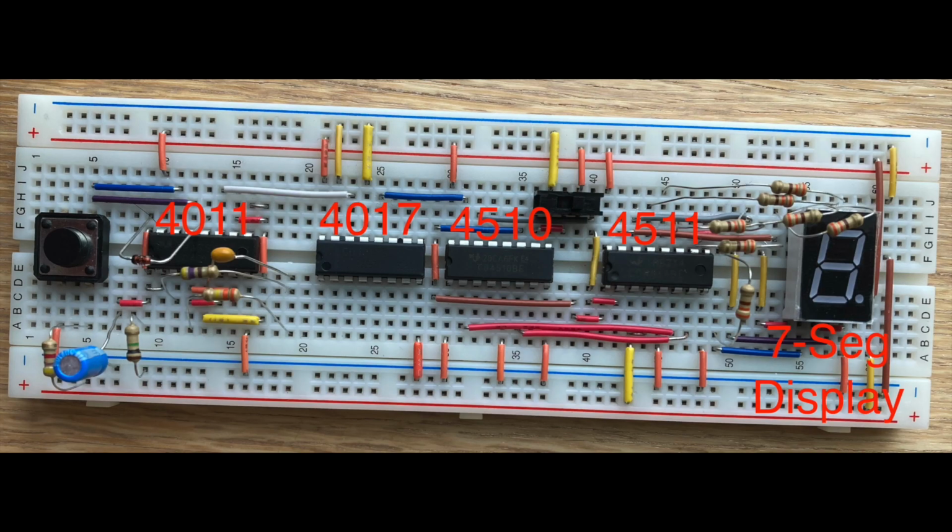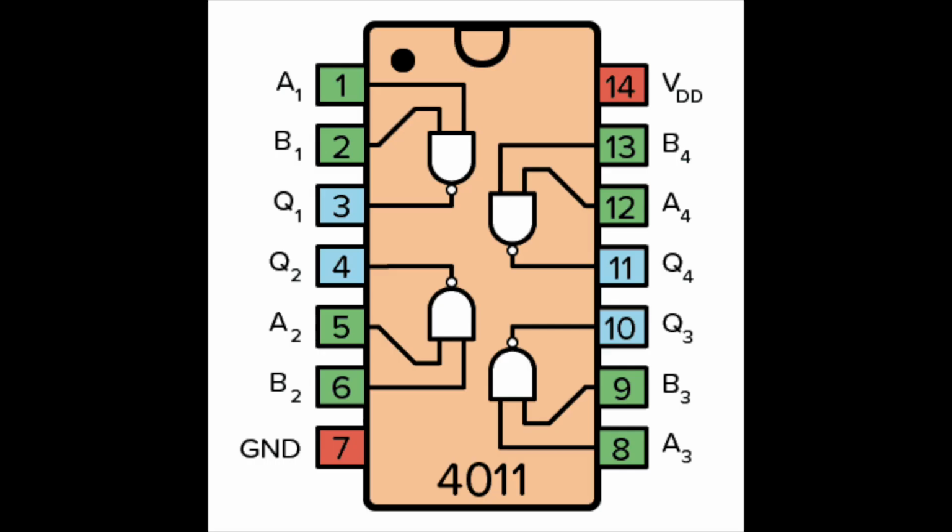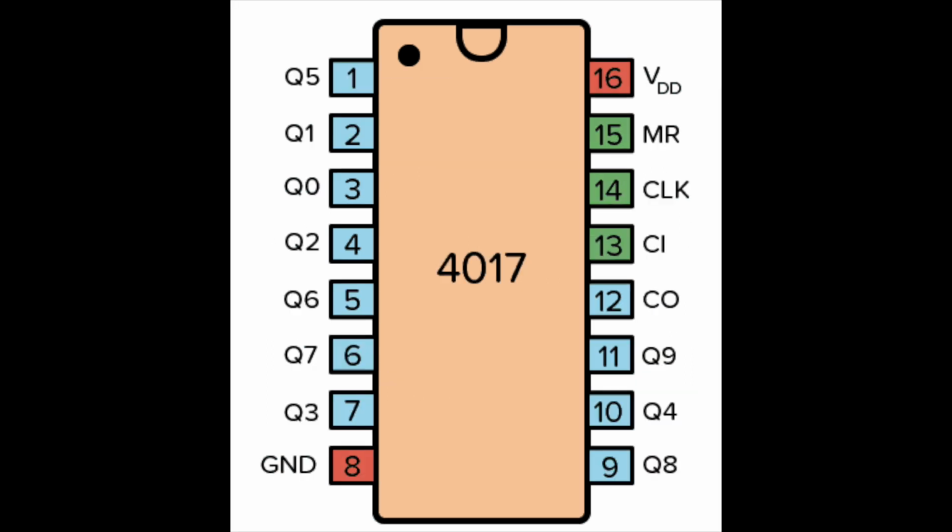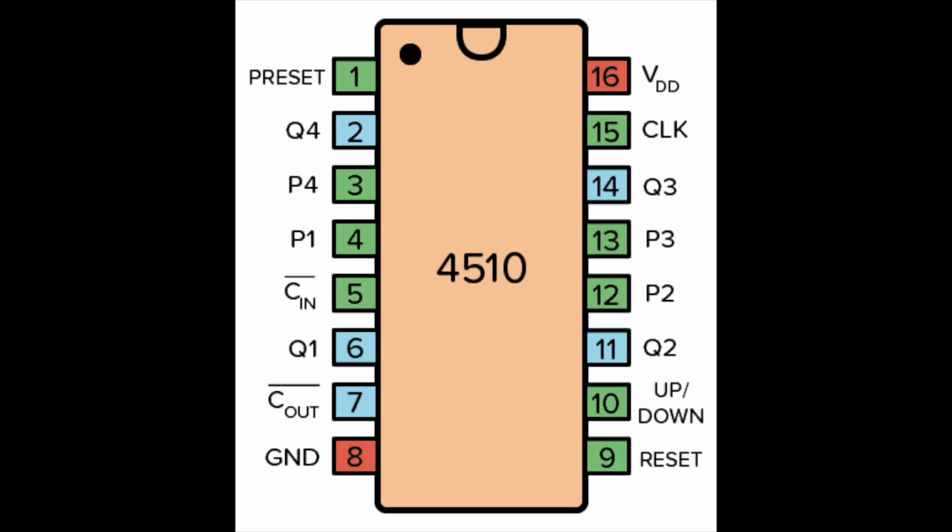In order to complete this counting, the circuit uses 5 main components. First is the 4011 NAND gate IC. Inside it, there are 4 separate NAND gates. Next is the 4017 decade counter IC. Its function is to slow the frequency of the clock signal by a factor of 10 using its divide by 10 output. Third is the 4510 decimal counting binary up-down counter.